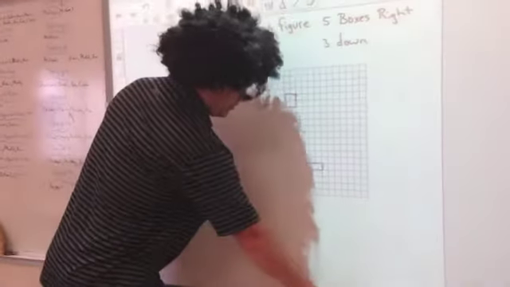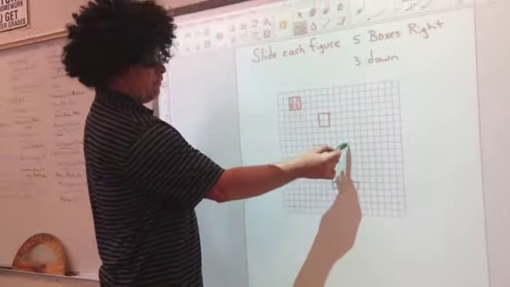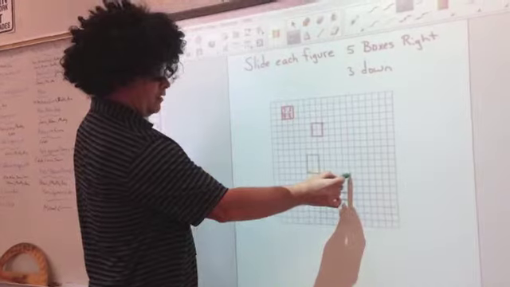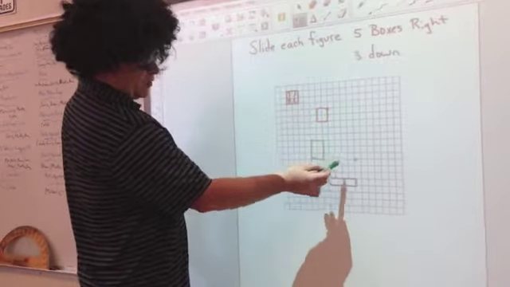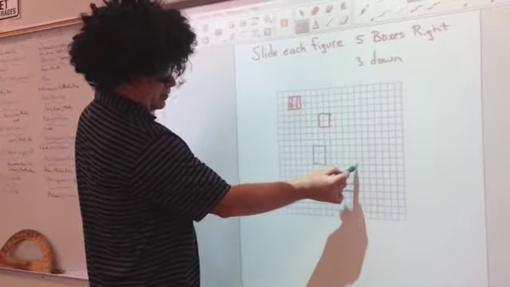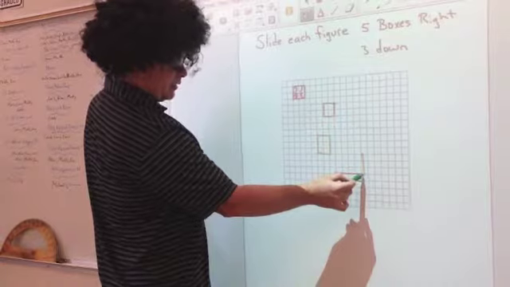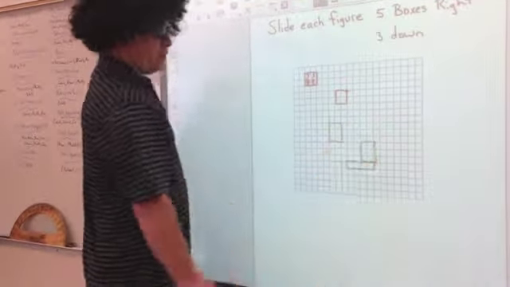I can do the same with the green one. I can go 1, 2, 3, 4, 5, 1, 2, 3. And that is this corner right here. So I know this one goes down 1, 2, 3 down. So I go 1, 2, 3, and I'm going to touch this box, and I'm going to go 2 across, and that's my new box right there.